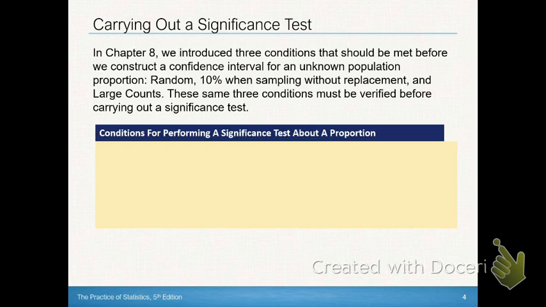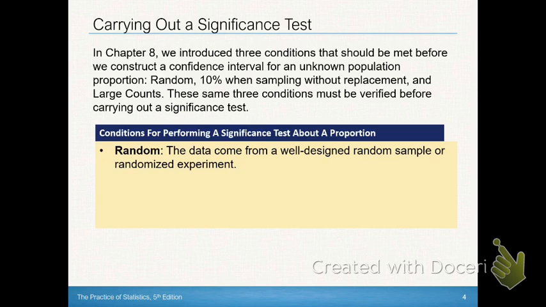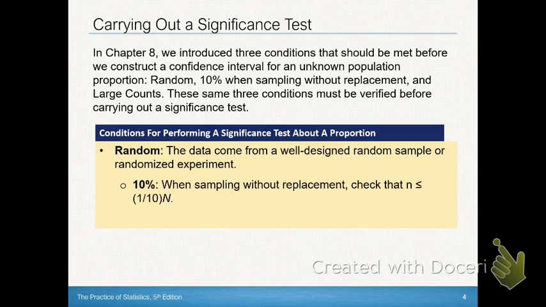Now, next we have to use some conditions because we're going to calculate some probabilities. And these are the same conditions that we've been using for quite some time. These are the same conditions that we used in sampling distributions and the same conditions that we used in confidence intervals. So first, we want to make sure that our sample was randomly selected, or if we're doing an experiment, we want to make sure that we're randomly assigning our participants to the treatments. If it is a sample, we either want the sample to be happening with replacement, or if it's happening without replacement, then we want our sample size to be less than 1/10 of the population size.